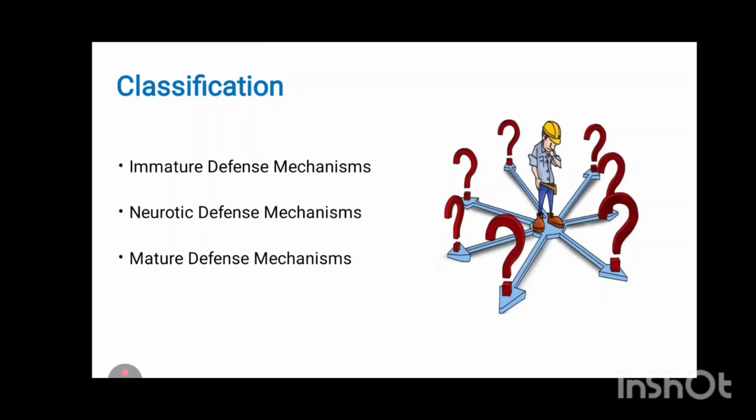So the differences at a glance: the immature defense mechanism has a poor level of coping or adaptation with high reality distortion, and for mental health, it is maladaptive. While neurotic has a moderate level of adaptation with partial reality distortion, and it's quite common. While mature defense mechanisms have a high level of adaptation with minimal reality distortion, and it is healthy to use.